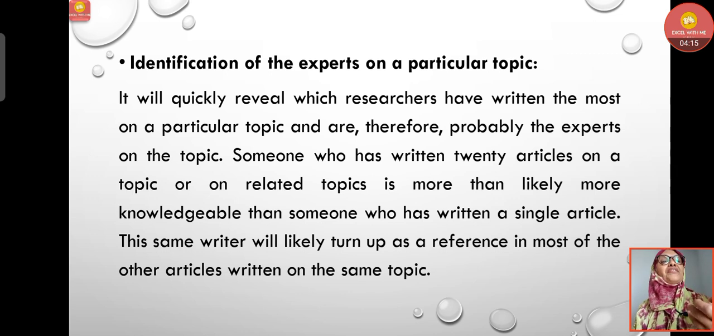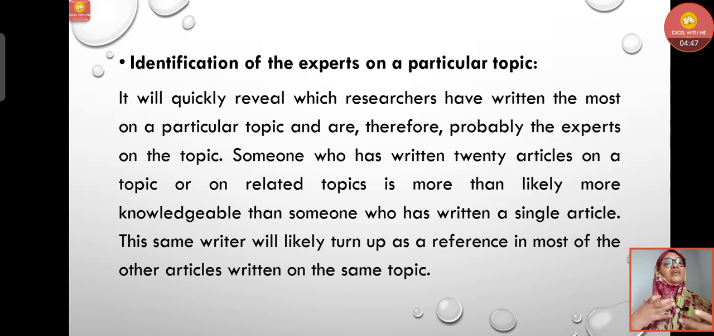It will quickly reveal which researchers have written the most on a particular topic and are therefore probably the experts on the topic. Someone who has written 20 articles on a topic or on related topics is more than likely more knowledgeable than someone who has written a single article. This same writer will likely turn up as a reference in most of the other articles written on the same topic. Yes, this is very important.